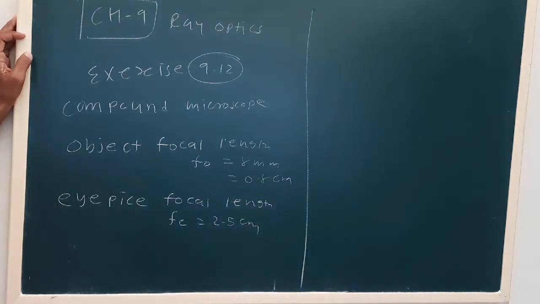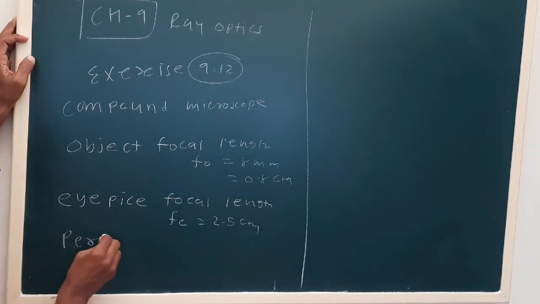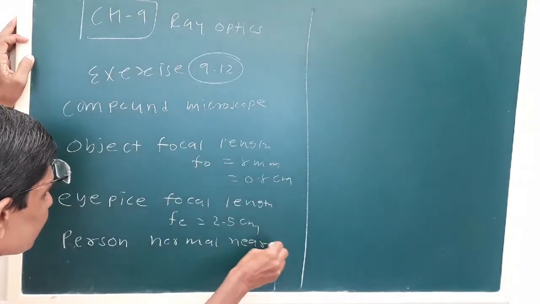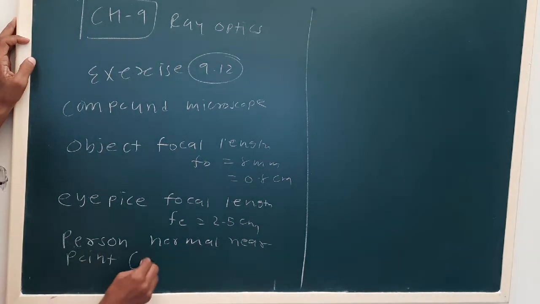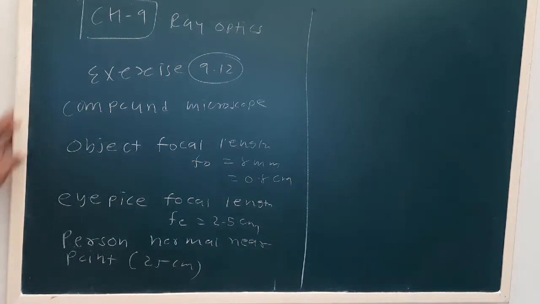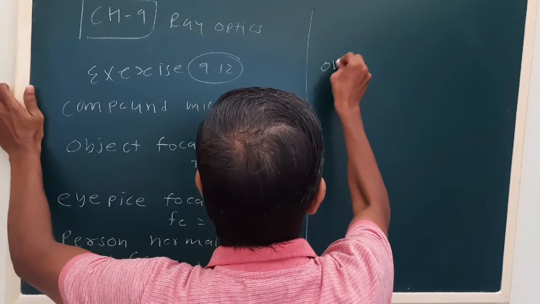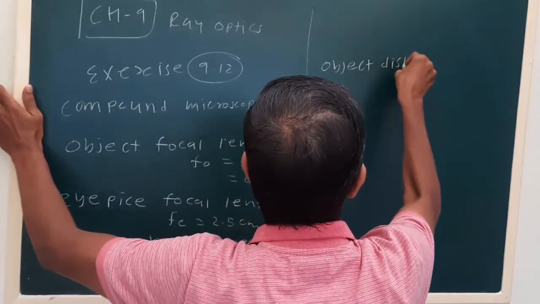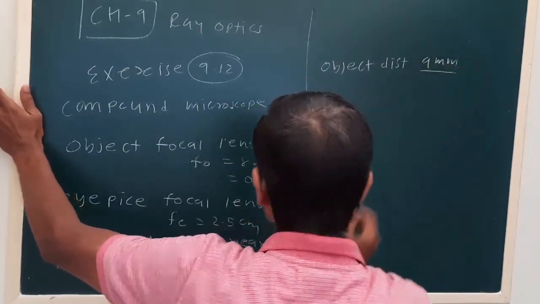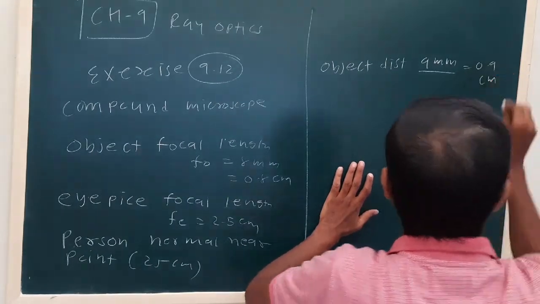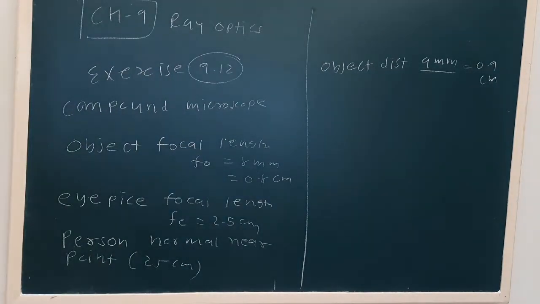Now see a person with a normal near point, that is 25 centimeter, is standing at a distance of 9 mm from the objective, that is 0.9 centimeter. Now we have to calculate the magnification of the person.